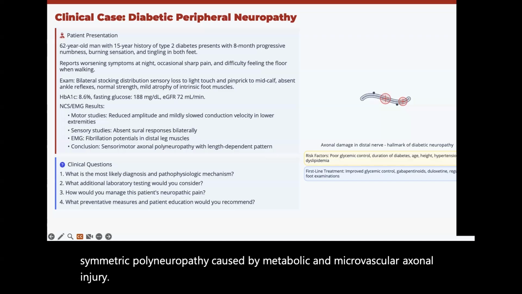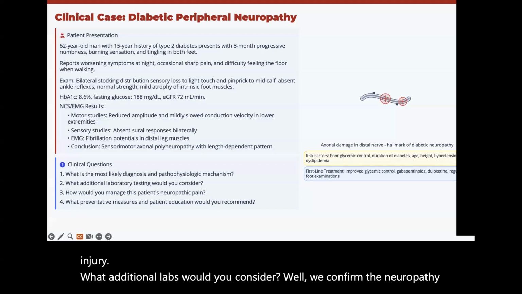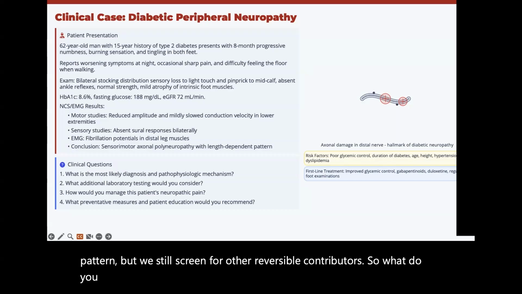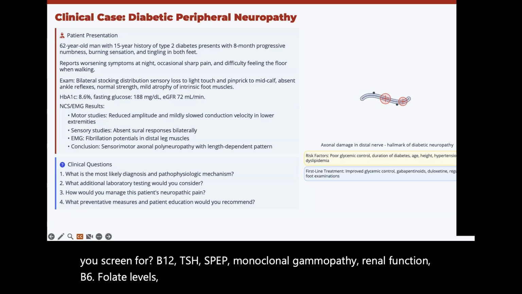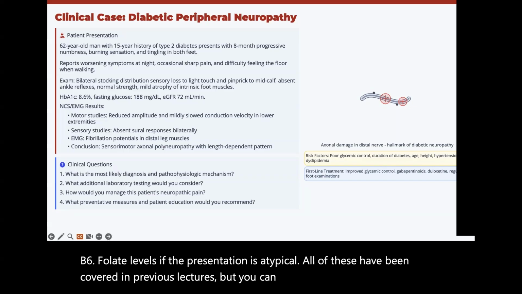Question 2, what additional labs would you consider? Well, we confirm the neuropathy pattern, but we still screen for other reversible contributors. So what do you screen for? B12, TSH, SPEP, monoclonal gammopathy, renal function, B6, folate levels, if the presentation is atypical. All of these have been covered in previous lectures, but you can see now how it's all coming into play.